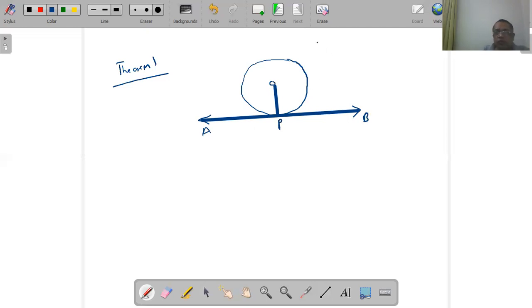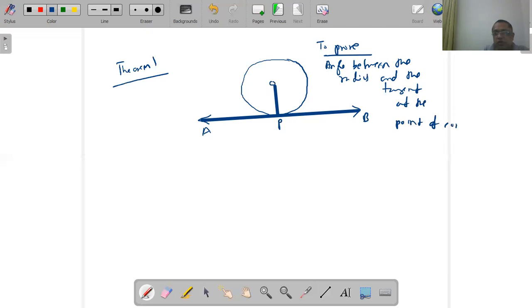So what we need to prove is that the angle between the radius and the tangent at the point of contact is 90. So the first exercise we will be using this theorem. Angle between the radius and tangent at the point of contact is 90. So that means we have to prove that OP is perpendicular to AB, or we can say that angle OPA and OPB are 90 degrees.